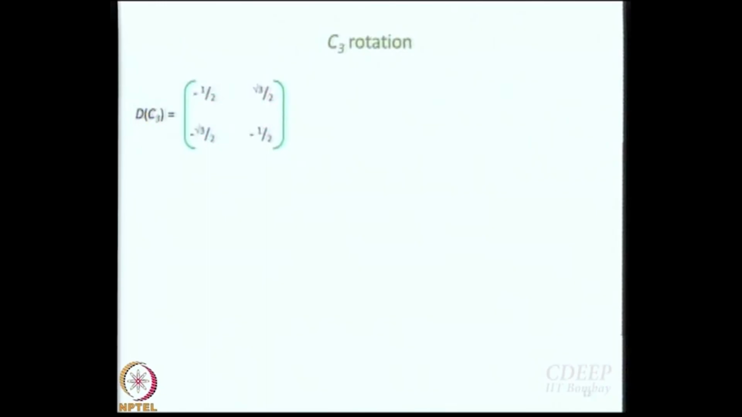So this is the matrix, right? There you go. Cos theta, sin theta, minus sin theta, cos theta becomes minus half, root 3 by 2, minus root 3 by 2, minus half. That right? Right? What are we transforming? The point, the coordinates of the point.